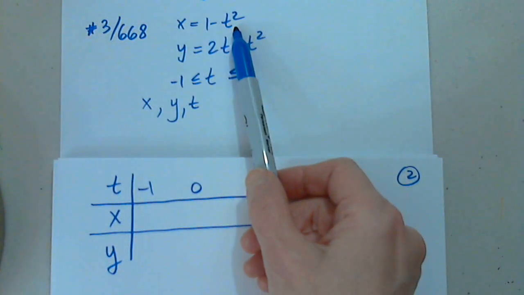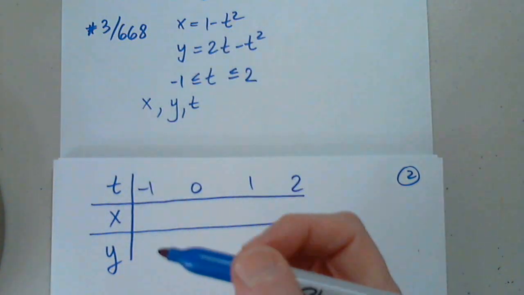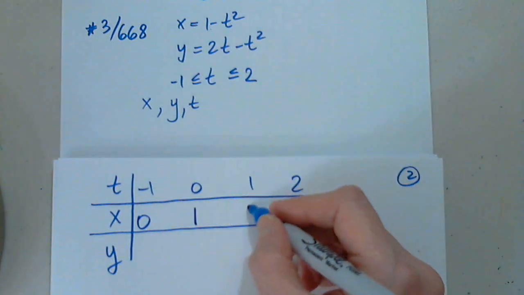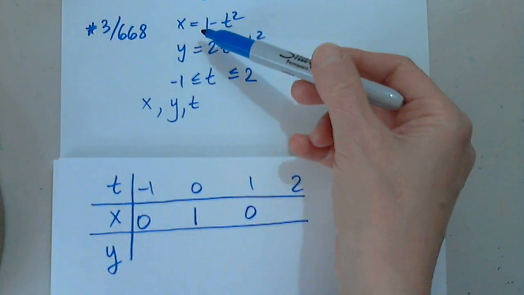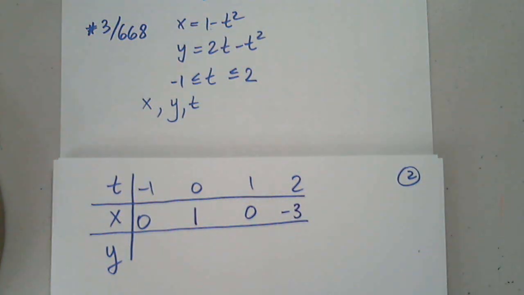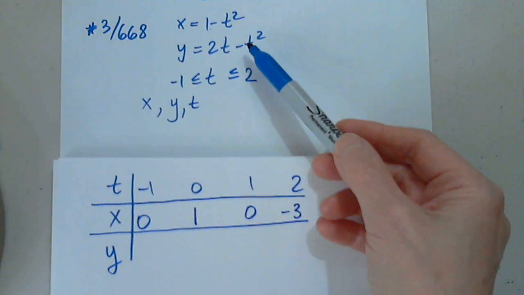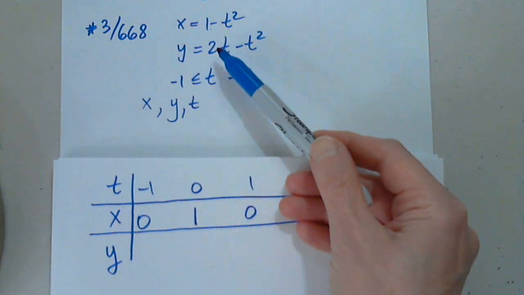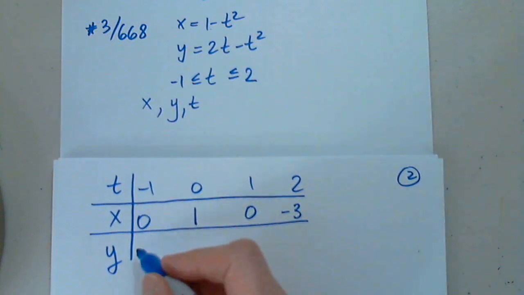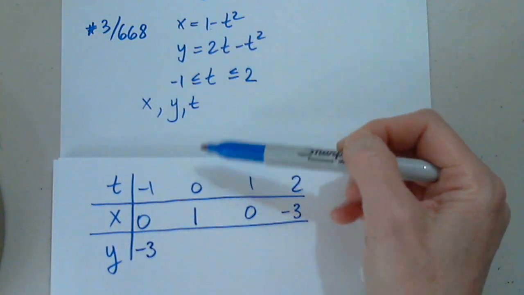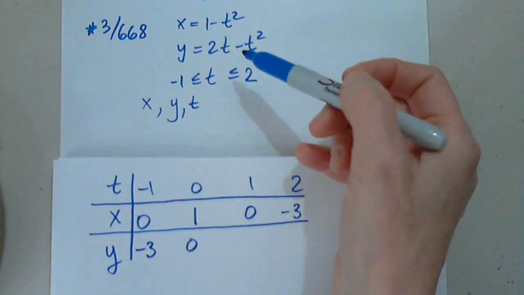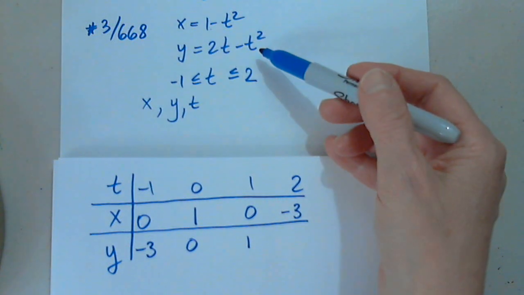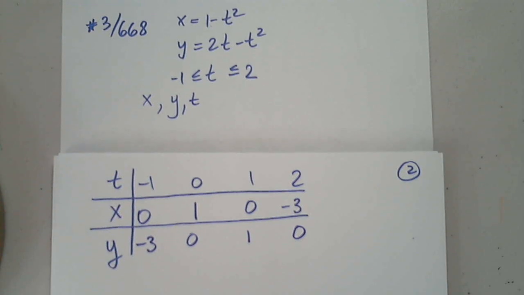So 1 minus 1, because -1 squared is 1, would be 0. When I plug in 0, I get 1. When I plug in 1, I get again 1 minus 1 is 0. And when I plug in 2, 1 minus 4 will be -3. Now we plug in the same t values, but in y this time. When t is -1, -2 minus 1 will be -3. When t is 0, I get 0. When t is 1, 1 minus 1, I get 1. When t is 2, 2 times 2 is 4, but minus 4 is 0.